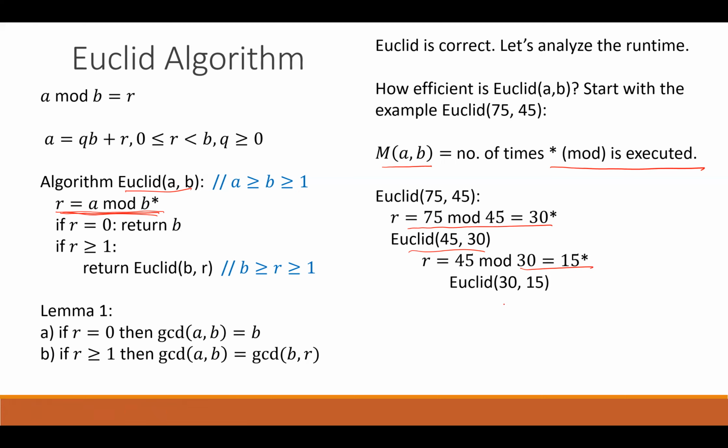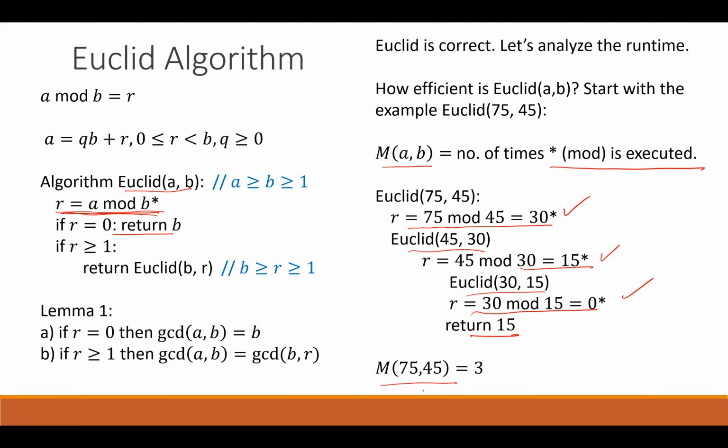R is still greater than 0, so I make another call to Euclid. And at this point, I make my last call to the mod function. R is equal to 0, so I simply return B. So in this case, I made 1, 2, 3 calls to the mod function, so we can say that, and I possibly even have written it here already. Yes, so this function M of 75, 45 is equal to 3.